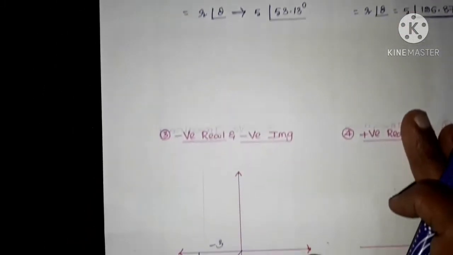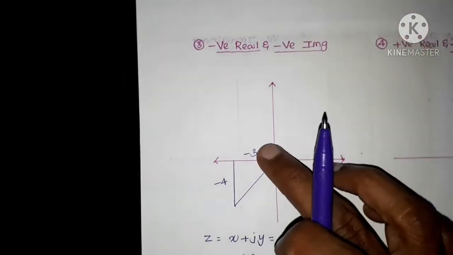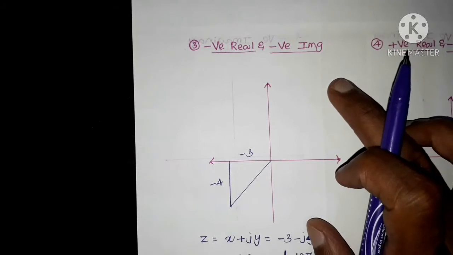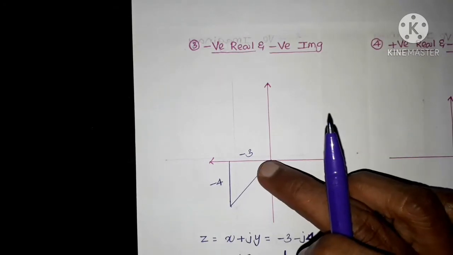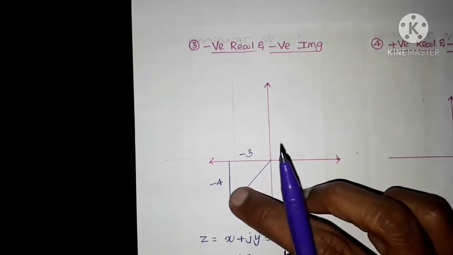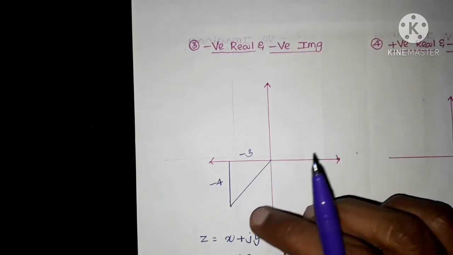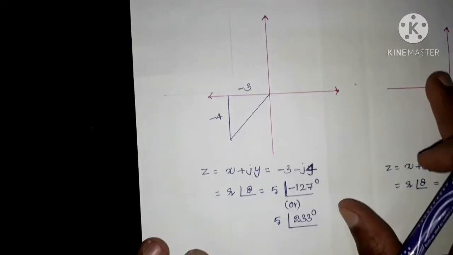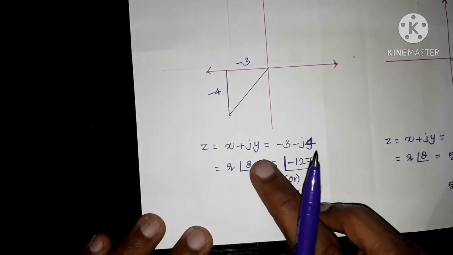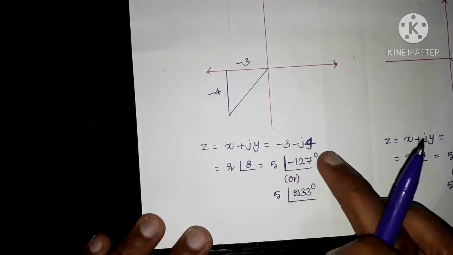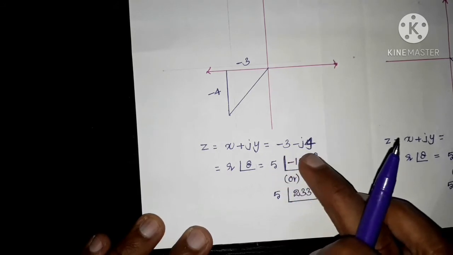And the third case is negative real and negative imaginary. Here the real value is negative and the imaginary value is also negative, which means the coordinate is present in the third quadrant. So z equal to x plus jy, where x is minus 3 and y is minus 4. Minus 3 minus j4.